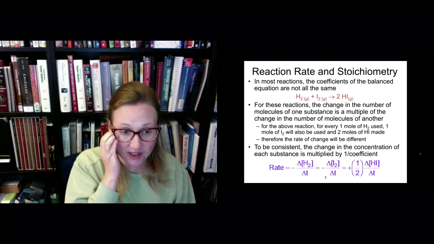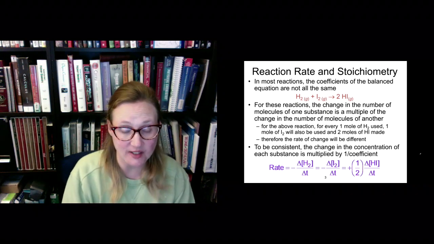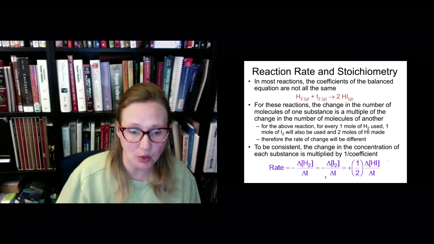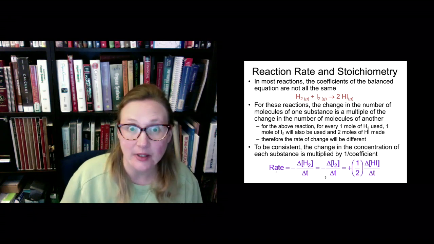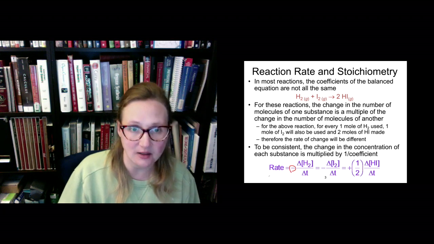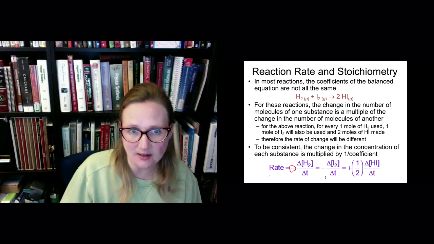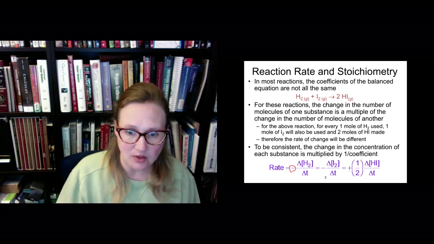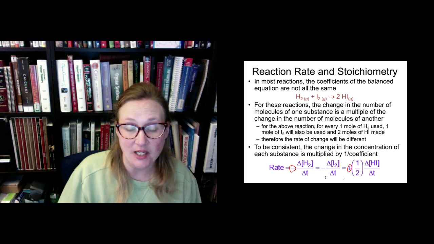If we want to compare the rates of all of these things, we have the rate of change of H2 over some change in time. Notice my reactants are going to have a negative sign because reactants will go away while products will appear. Here for my product, I have a plus sign, meaning that HI is forming. And we're going to take 1 over that coefficient in order to compare those rates. So 1/2.